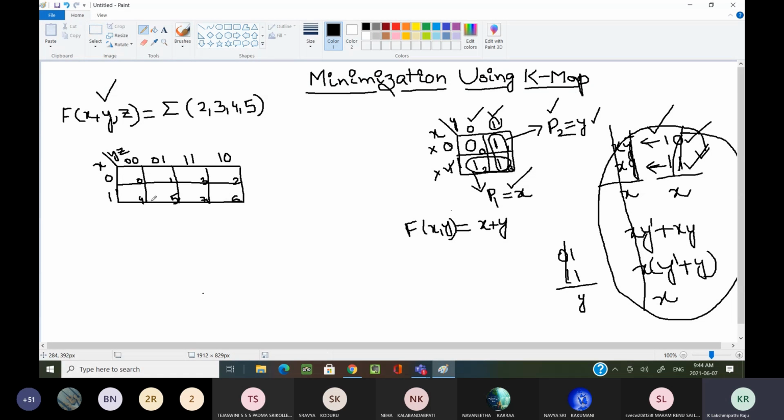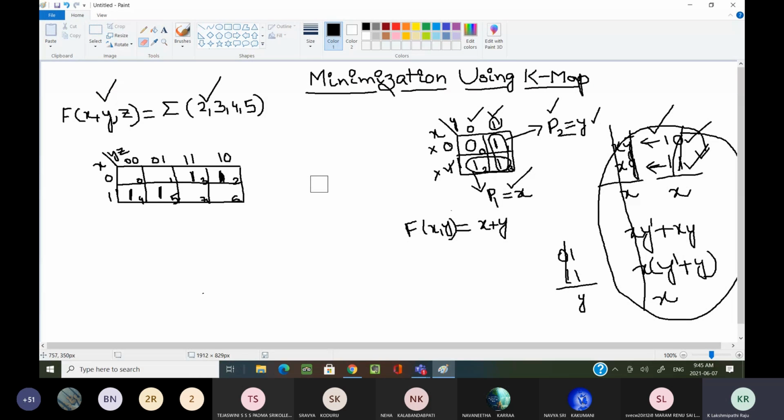Now I have drawn a 3 variable K map and written the min terms inside the K map. Now I have to fill the map. What are the min terms in the given expression? Min term 2, I am writing 1 here, because the given expression is an SOP expression. Min term 3, I am writing 1 here. Min term 4, another one here. Min term 5, this one here. Only these are the given min terms. Am I correct? Yes, sir.